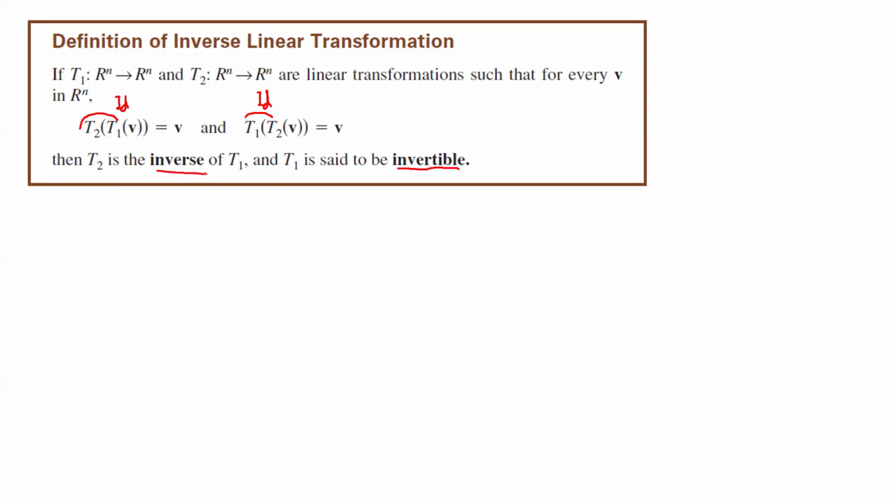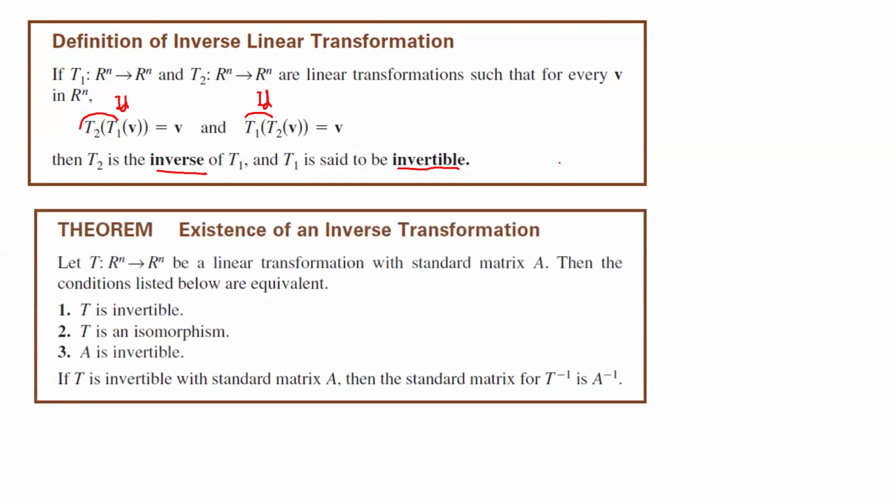So this is nothing but algebra that you learned in intermediate algebra. If you compose two functions and the output is the identity function, then those two functions are inverses of each other. And then we have invertible as well. When we are using invertible, it means that we can talk about the inverse of their matrices as well.